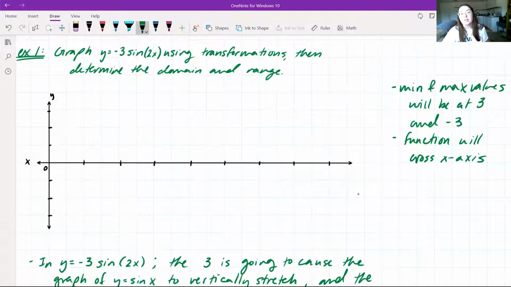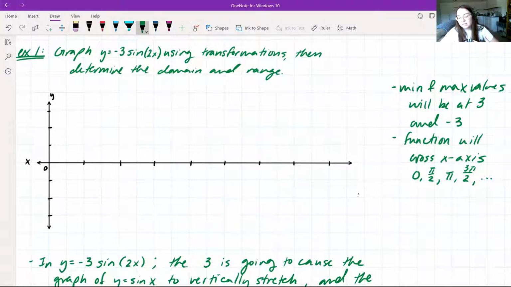So before we saw that our function crossed the x-axis at 0, pi, and 2 pi. So we're going to cut those in half because we're compressing by a factor of 1/2. So if we're cutting that in half, then that means that our function crosses the x-axis at 0, pi over 2, pi, 3 pi over 2, and so on. So we don't have to actually graph all of these. We just keep them in mind.